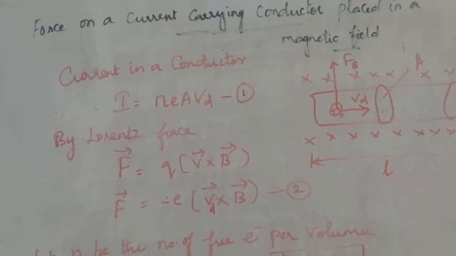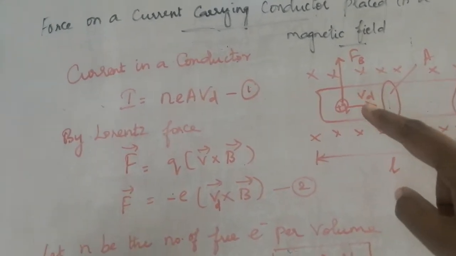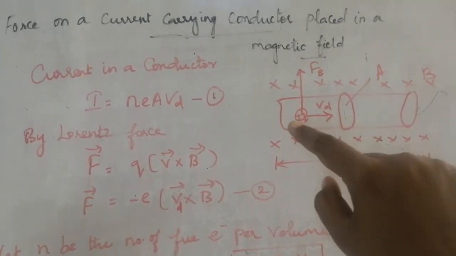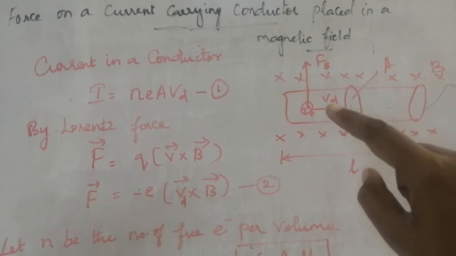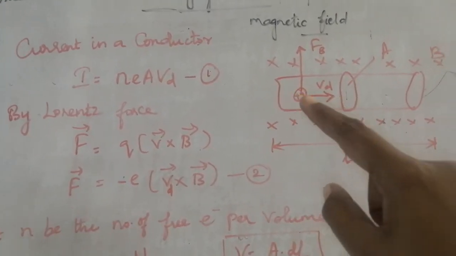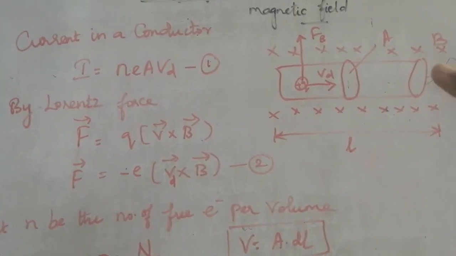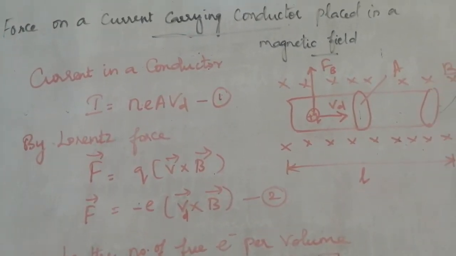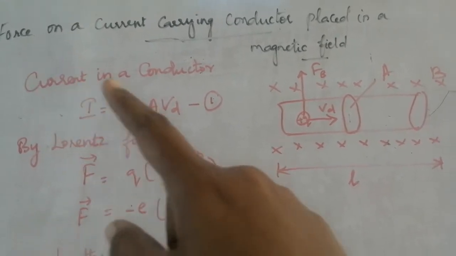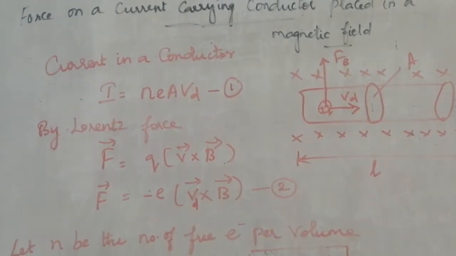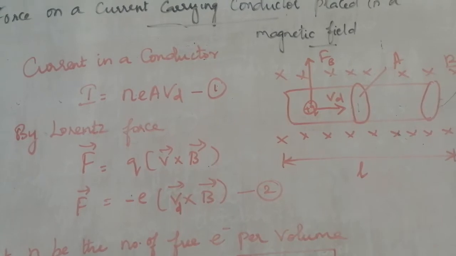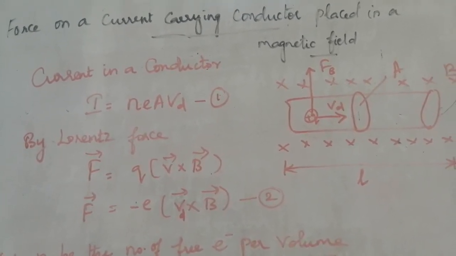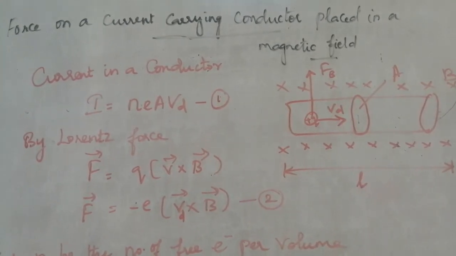So we know that the force is given by the Lorentz force, F_B, which is the force due to the magnetic field, and the charge is moving inside the conductor with the drift velocity Vd. The length of the conductor is L, and I am going to take an area of cross section A inside the conductor for my derivation. So current inside a conductor is given by I equal to n e A Vd, which is given in your unit number 2 for the current flowing in the conductor. Let this be equation number 1.